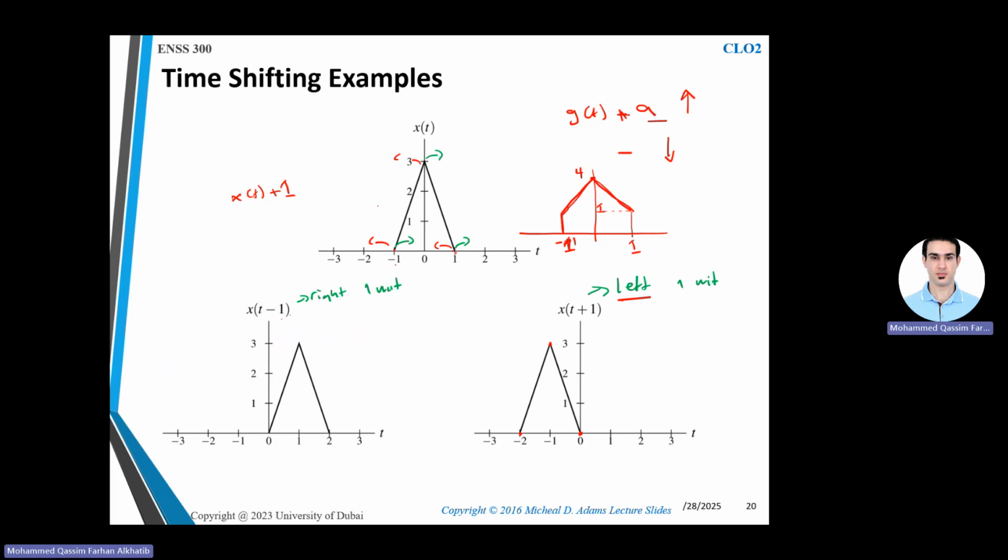So here at these points, at negative 1, the function was 0. After I do the shift, then at negative 1, the function is 1. At 1, the function was 0. At 1, the new function is 1, x of t plus 1. So that's amplitude shifting.